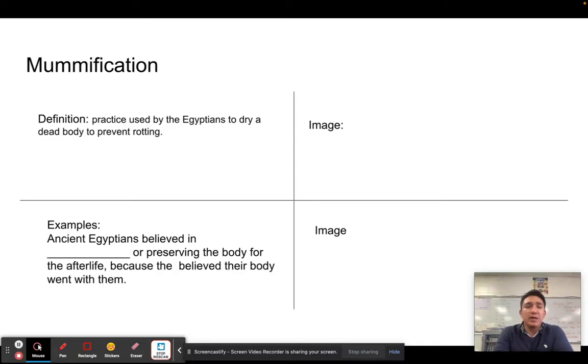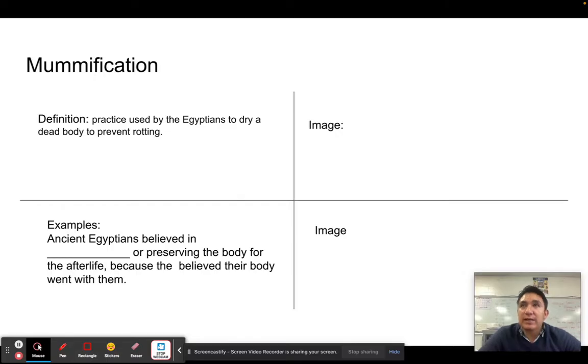All right, guys, next one, mummification. Our next vocabulary word is mummification. Most of us are familiar with mummies, right? But we don't really understand the process of how to make a mummy. So our definition is, it is a practice used by the Egyptians to dry a dead body to prevent rotting.